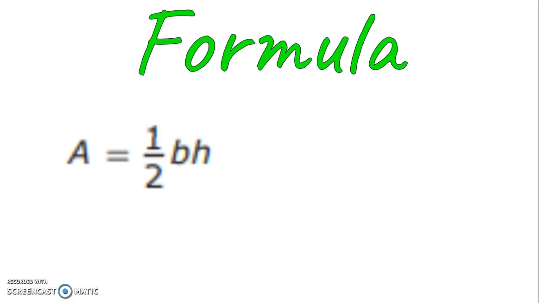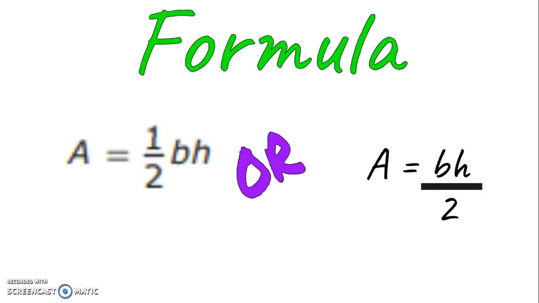A handful of years ago, they used to have this formula on the chart, and it's the same thing. It's area equals base times height divided by 2. I really love this formula because this part right here is the exact same thing as a rectangle or a square. You just multiply the base and the height, and then when you're done multiplying it, you just divide it by 2.